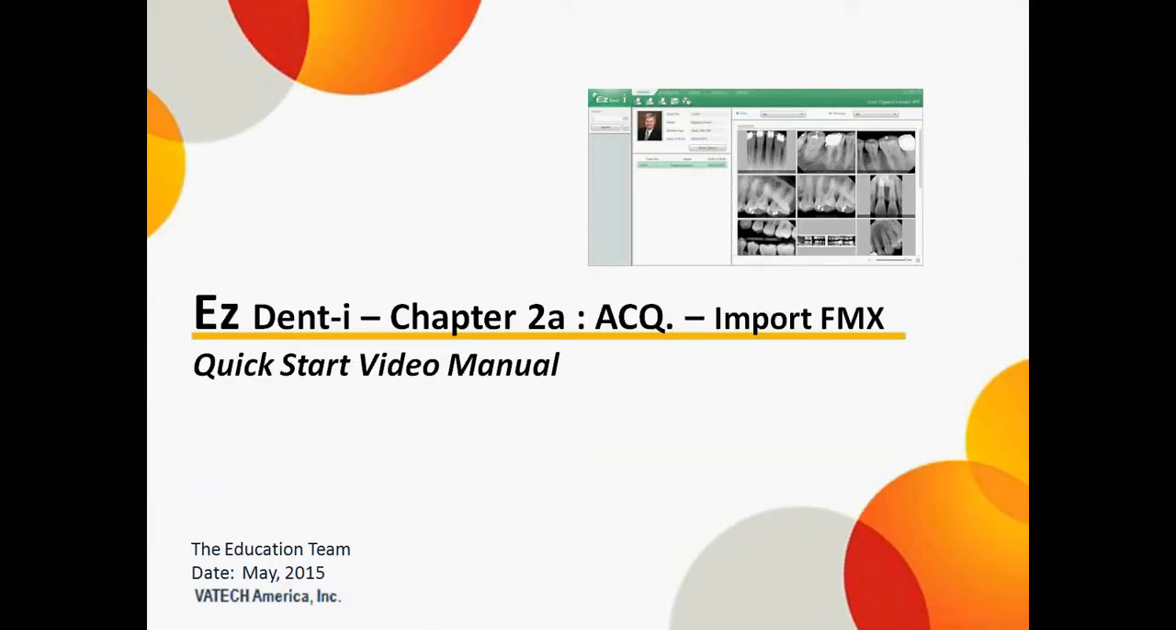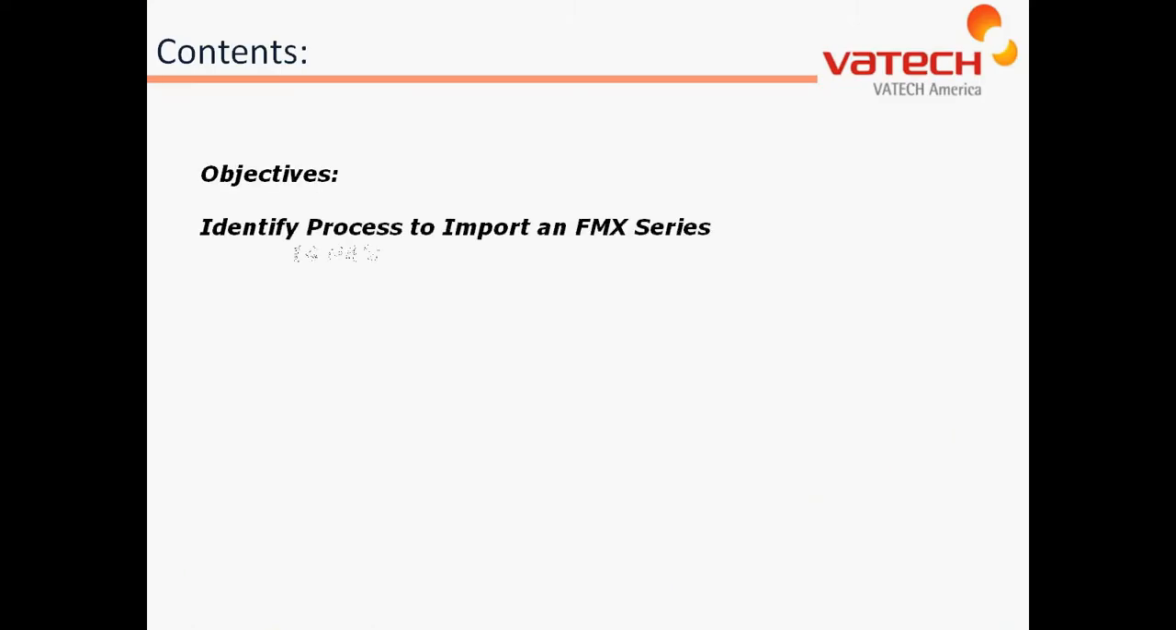Welcome back to Vatech's EzDent-i Quick Start Video Manual, Chapter 2A, Acquisition, where we're going to import a series of FMX images, including periapical and bitewing images, from a third-party source, either by email, scanned, or possibly exported from another third-party software program. Our objectives will be to identify the process to import an FMX series, consisting of 14 periapical images as well as 4 bitewing images.